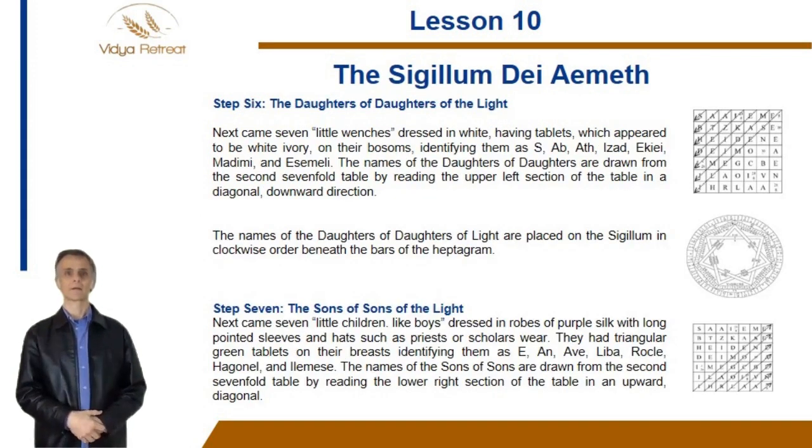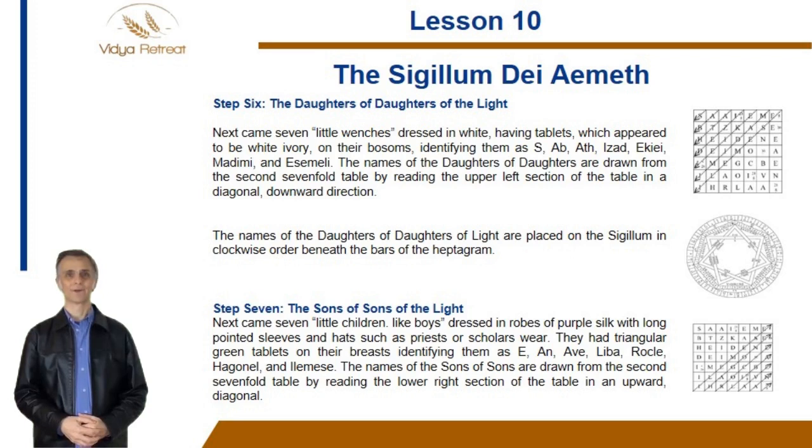Step 6. The daughters of the light. Next came 7 little wenches dressed in white, having tablets, which appeared to be white ivory, on their besoms, identifying them as Ab, Arth, Ezekiel, Madami, and Esameli.